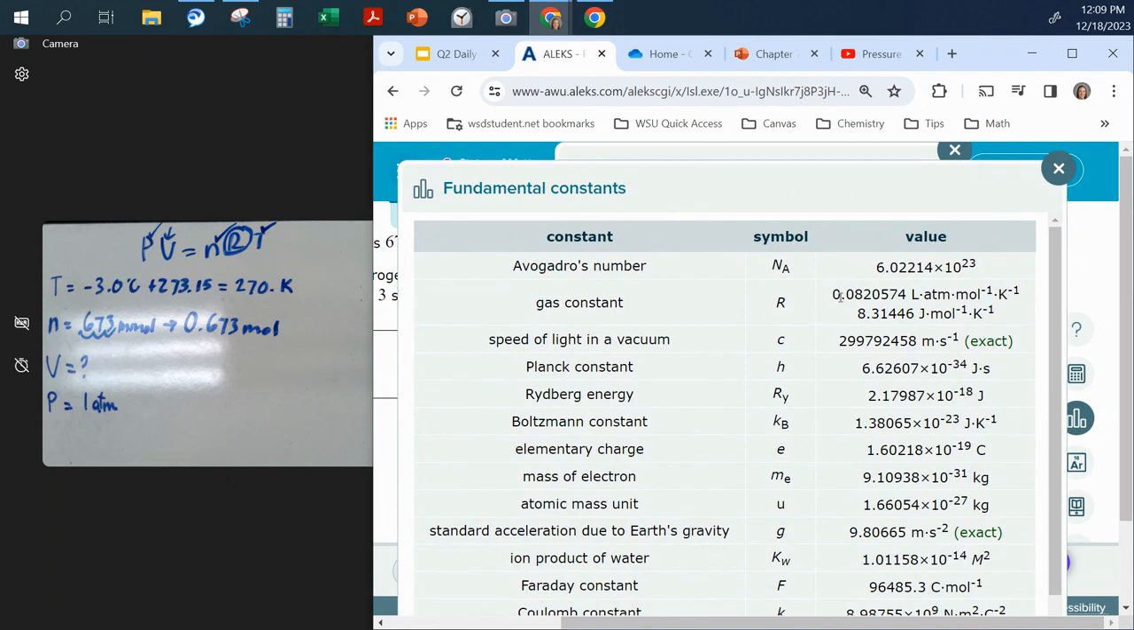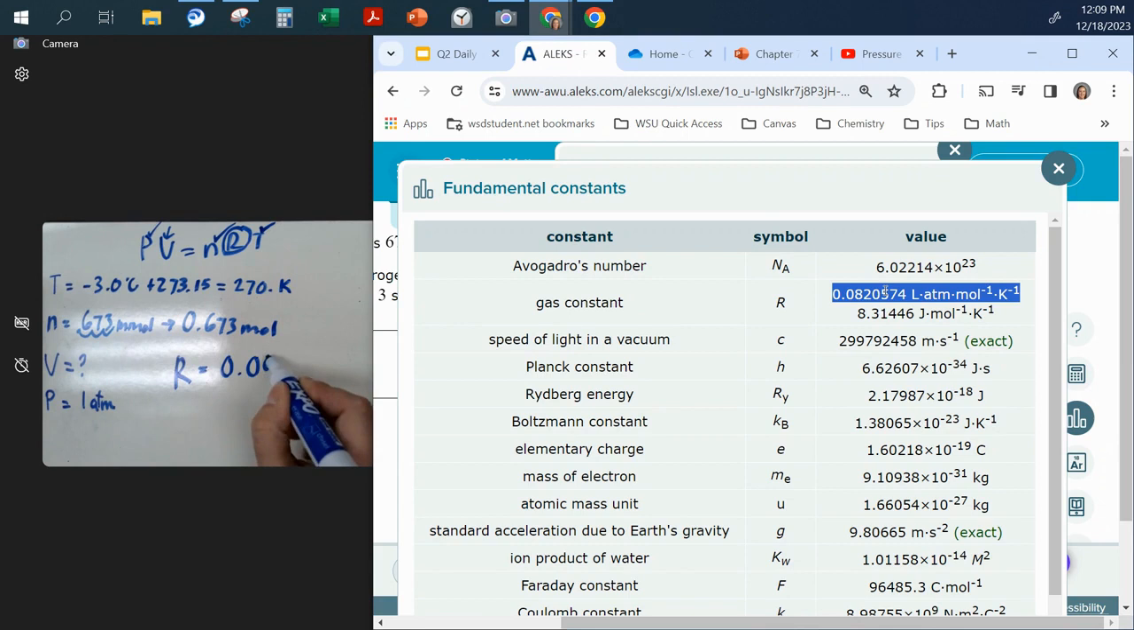We are using the top one. Our values need to be in liters, atmospheres, moles, Kelvin, because we are using this gas constant. So I'm going to write it down. R is going to be 0.0820574. Actually, this is also on the Alex calculator. If you're not using your Alex calculator, then you'll have to remember it. Those little -1, that just means it's on the bottom. Per mole per Kelvin.